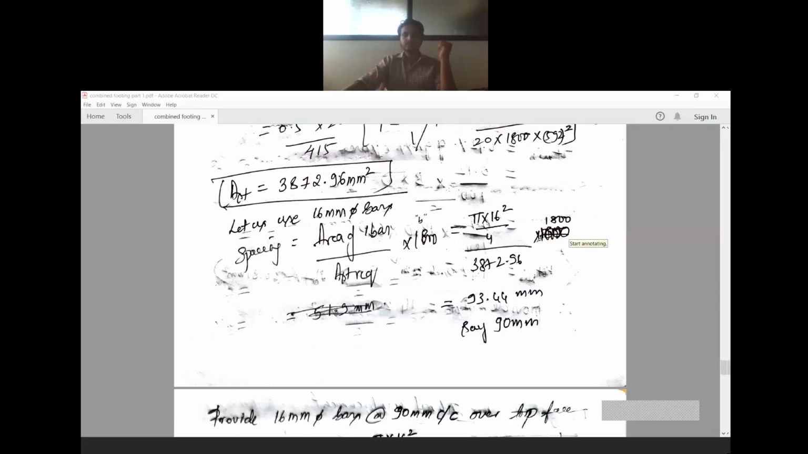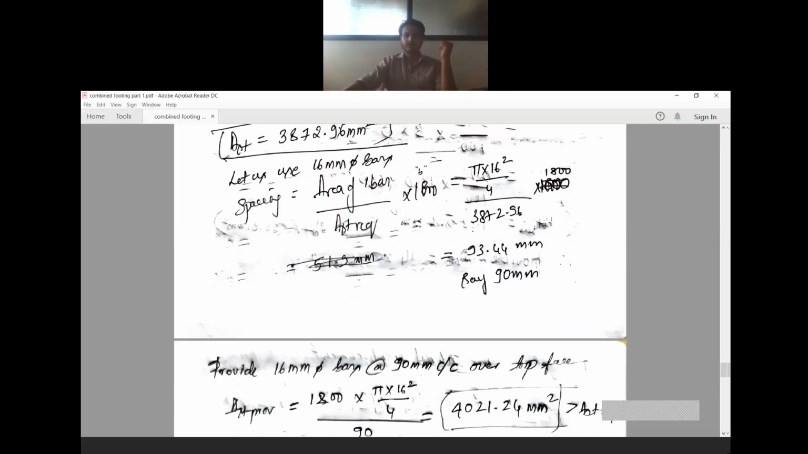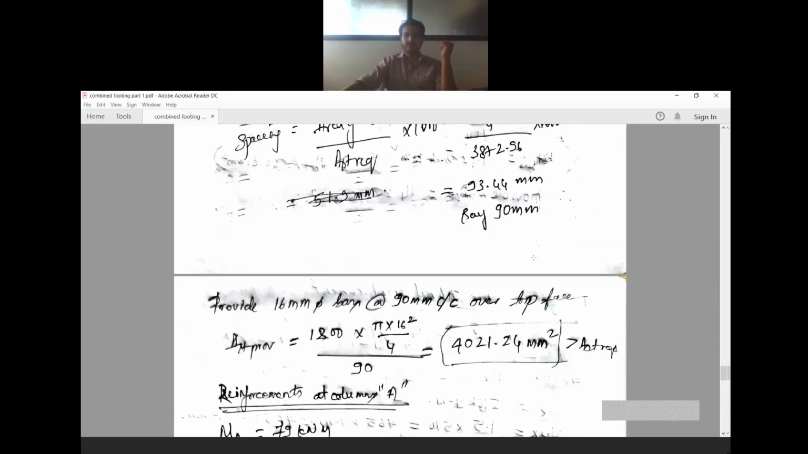See, we have area of one bar. Since we have considered 16 mm dia, pi d square by 4 divided by actual AST multiplied by B. So I will get the value as 93.44 mm. So always you have to consider the lesser value, say 90 mm.